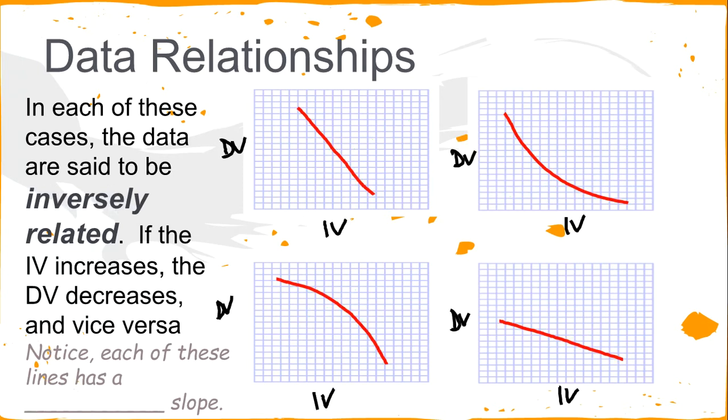Another type of relationship we can have is called inversely related. In this case, we have the line going down from left to right, or a negative slope.